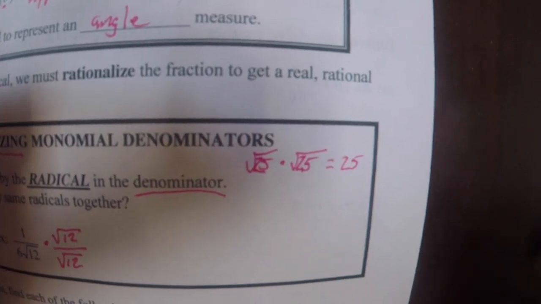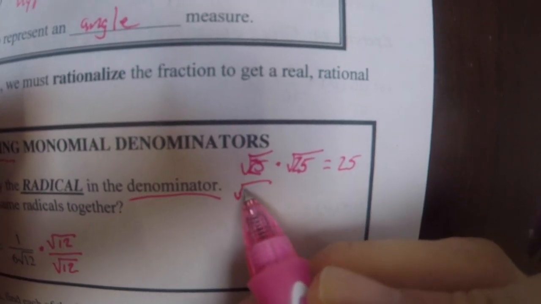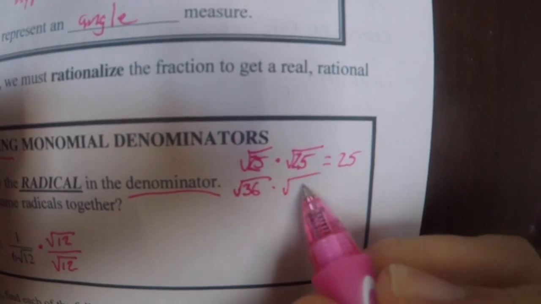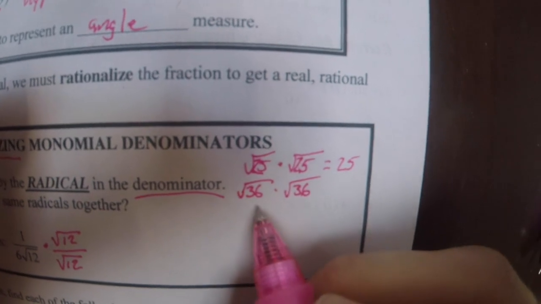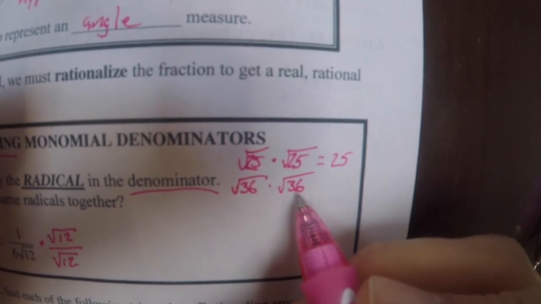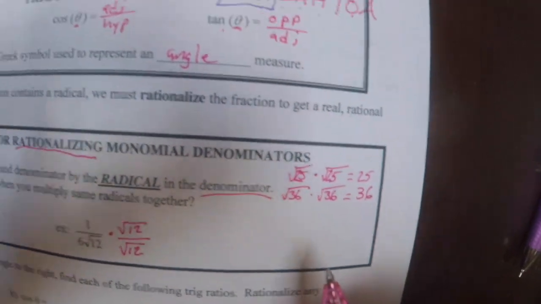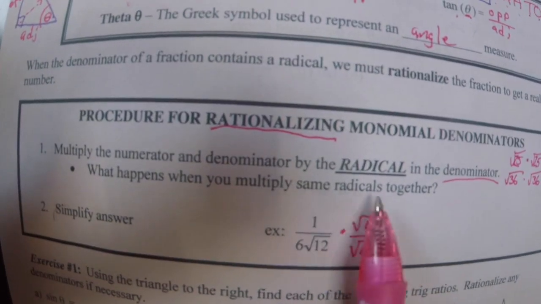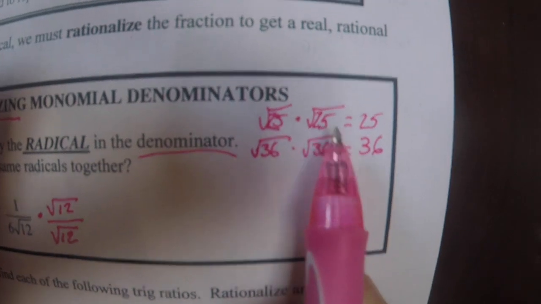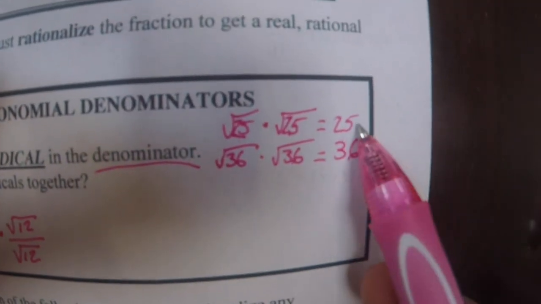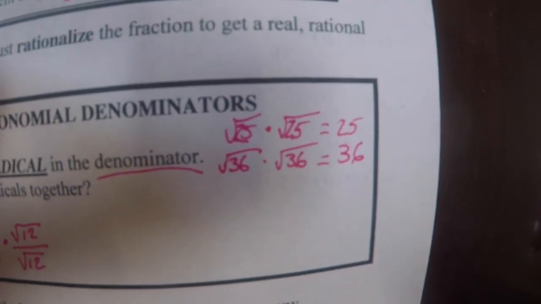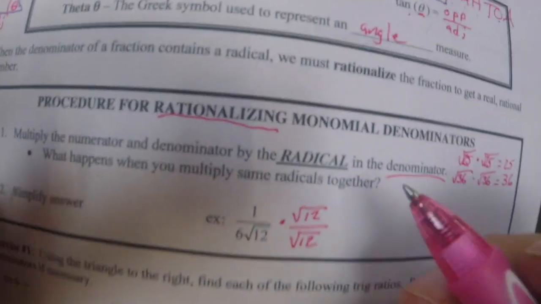Weird. What if I did the square root of 36 times the square root of 36? Well, square root of 36 is 6. Square root of 36 is 6. And 6 times 6 is 36. So what happens when you multiply the same radicals together? Basically, the radical just disappears and you're left with what's underneath the radical. Okay, that's going to help us with rationalizing the denominator.